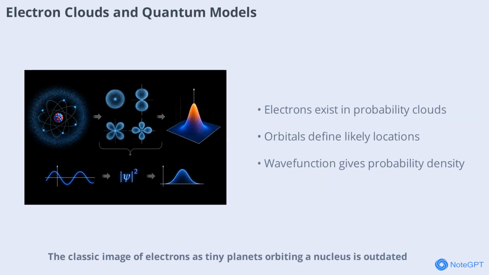The classic image of electrons as tiny planets orbiting a nucleus is outdated. In modern quantum theory, electrons are described by orbitals, mathematically defined regions where there's a probability of finding an electron. These orbitals are not fixed paths but rather clouds of likelihood, shaped by the wave function. The squared magnitude of the wave function gives us the probability density, which tells us where electrons are most likely to be found. This shift from the Bohr model's fixed orbits to quantum orbitals and probability distributions marked a major advance in our understanding of atomic structure.